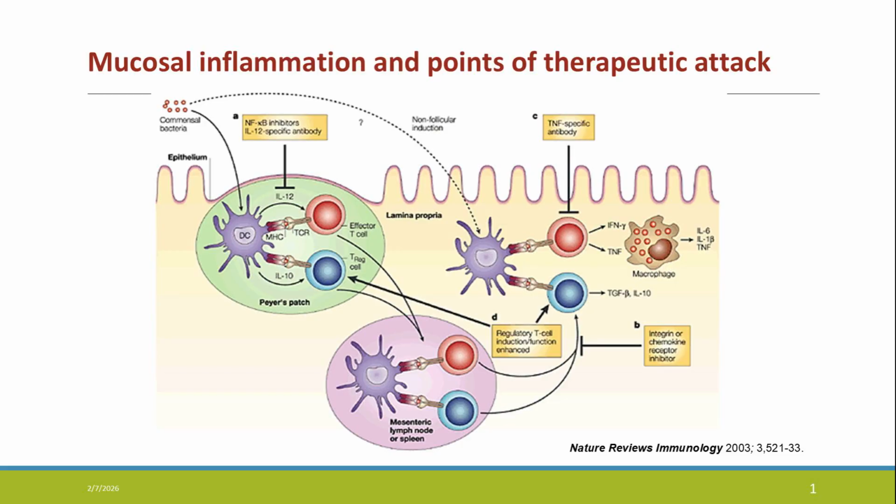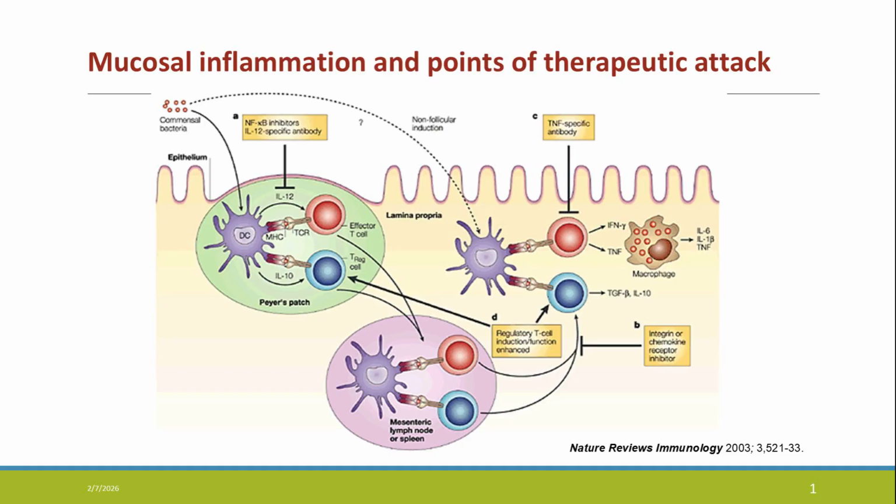A. Secretion of inductive cytokines, such as interleukin 12 or 13, can be inhibited with nuclear factor kappa B, NF-kB, inhibitors or, more specifically, with various cytokine-specific monoclonal antibodies. This can occur in the mucosal follicle, as shown, or at more downstream sites.